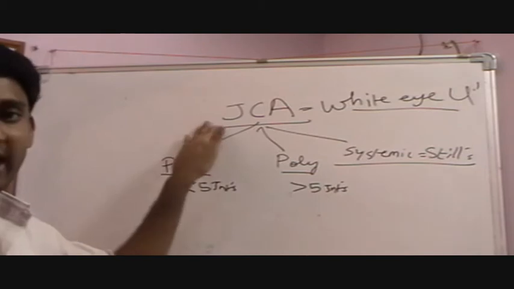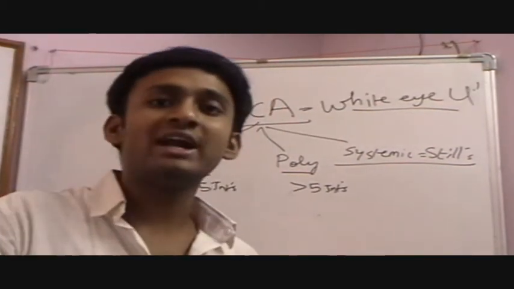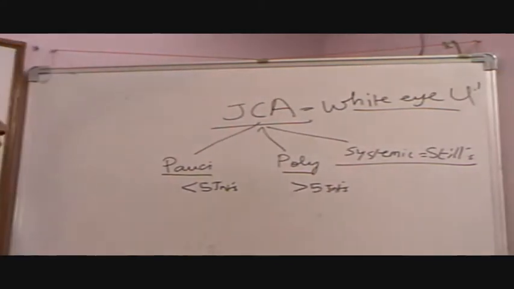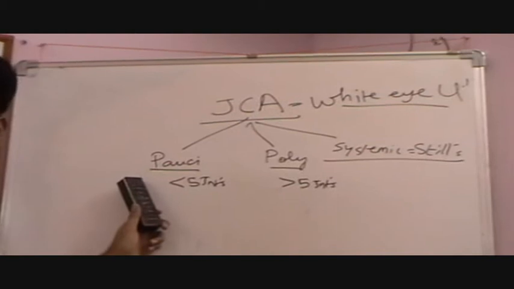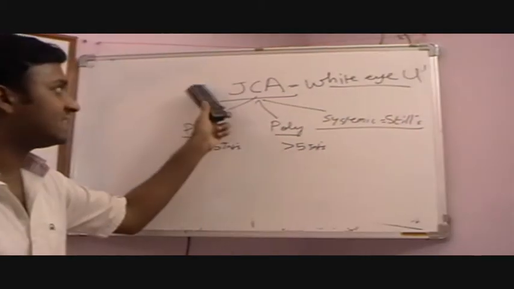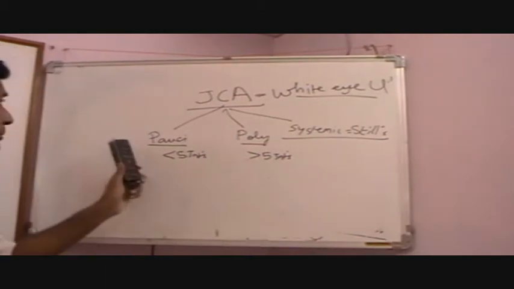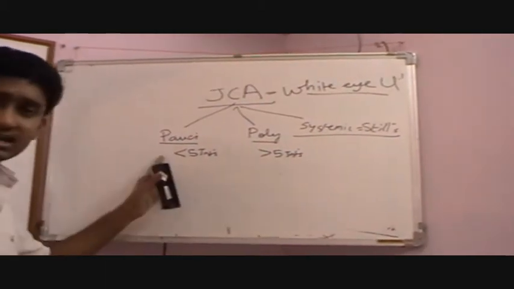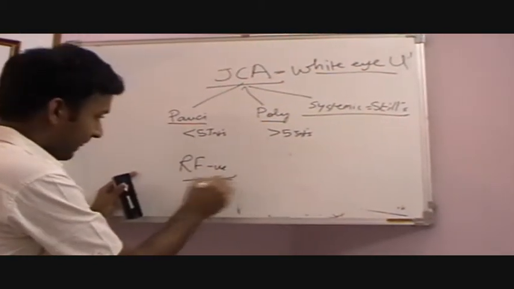It is JCA, juvenile chronic arthritis, or juvenile rheumatoid arthritis, or juvenile idiopathic arthritis. So these are the important things to understand. This is the most common association, uveitis. Pauci JCA causes uveitis. This is the least common. Pauci JCA is rheumatoid factor negative.